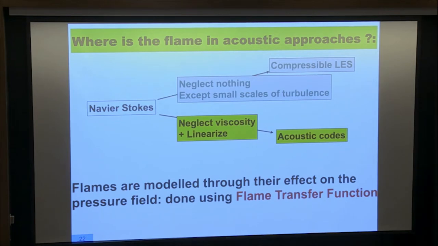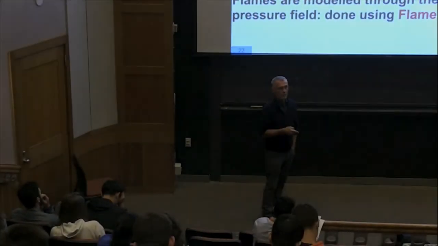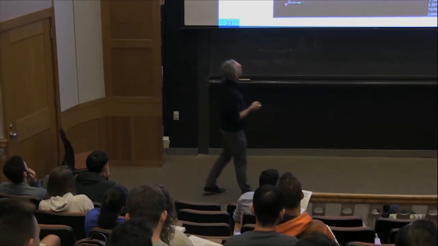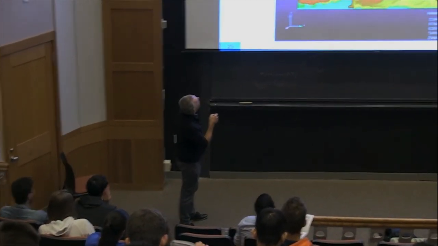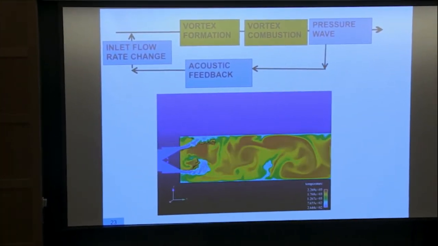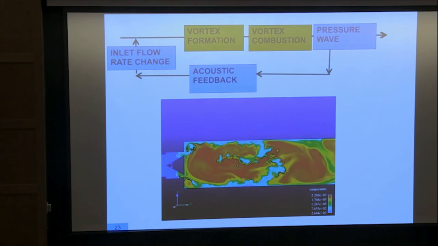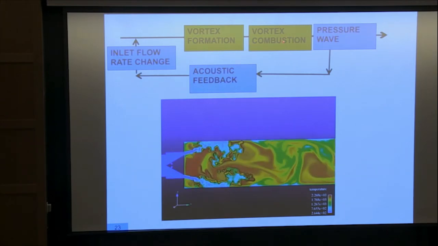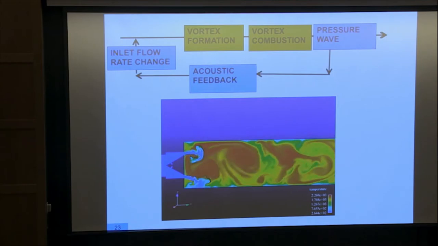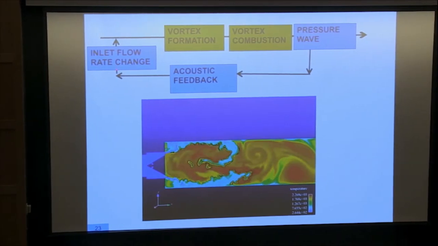So an interesting question is, when you do these acoustic codes, where is the flame? Well, the flame has to be modeled using something we call the flame transfer function. So let me explain what the flame transfer function is. When you pulsate a chamber, you create an unsteady combustion. The flame transfer function's objective is to model only this part from here to here. You tell the flame, I sent you a certain U prime, and the flame transfer function will tell you what Q prime will be.